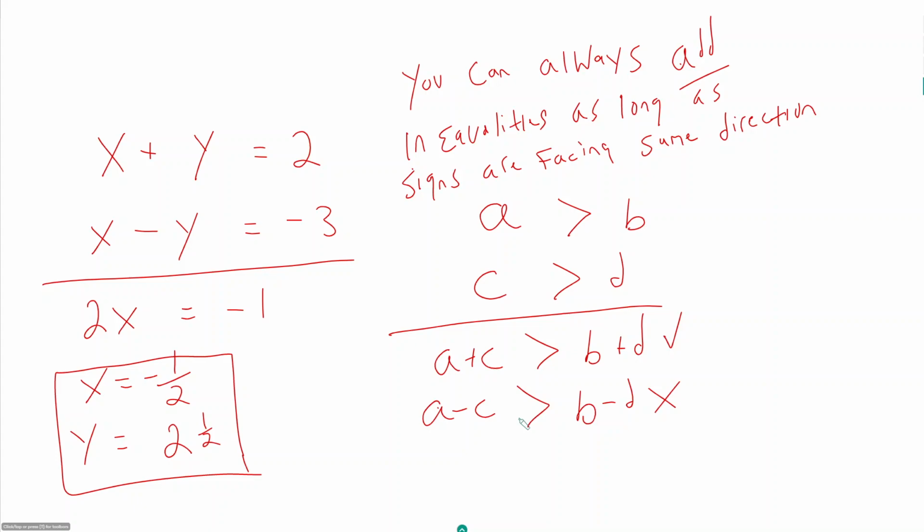This is not. And the reason for this is I sort of think about it in terms of wealth or money. If A has more money than B and C has more money than D, then it should be true that A and C together have more money than B and D together. However, it is not necessarily true that the difference between the amount of money A has and the amount of money C has is greater than the difference between B and D. And that's because you don't necessarily know.